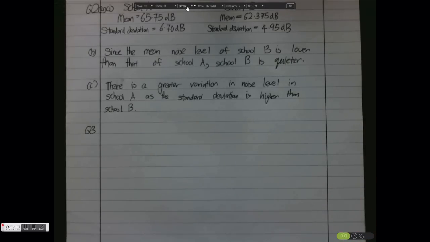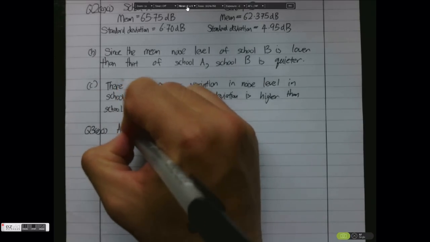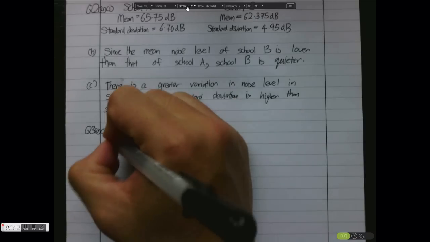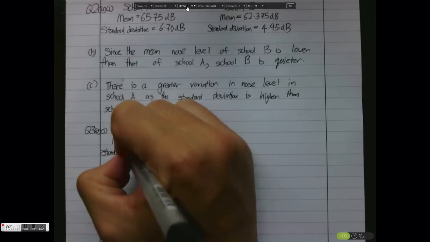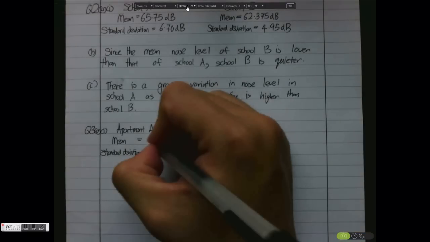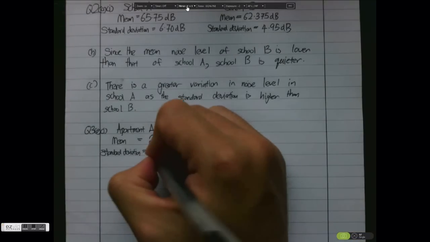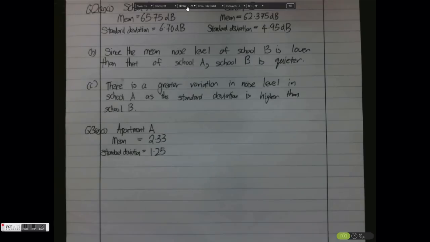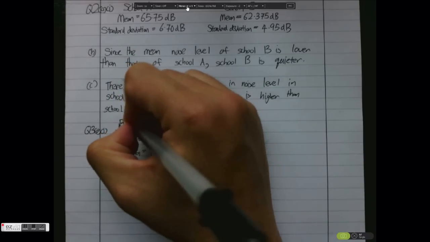For question 3, the survey was done to find the number of people living in two apartment blocks, apartment A and apartment B. Same thing, you may like to pause the video to try to calculate the mean and standard deviation. If not, I'll just give you the answers now. For building A, the mean is 2.33 and the standard deviation is 1.25, correct to 3 significant figures. Sorry, it's building A, not apartment A.